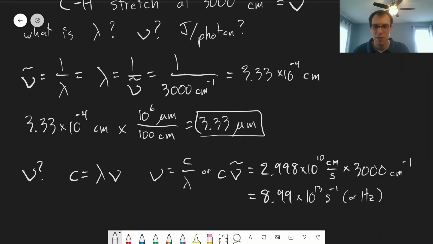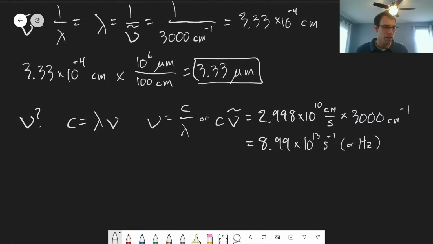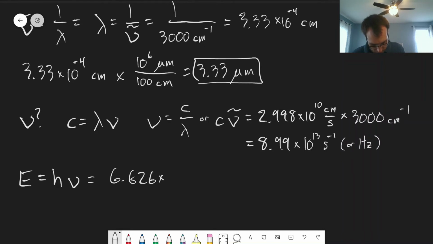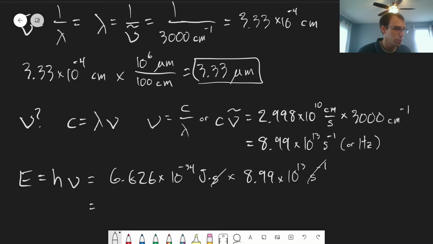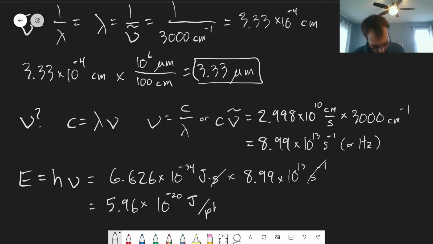And then our last question was, how many joules is this per photon? All right, so we need E equals h nu. We just calculated the frequency. We just use Planck's constant. So we have 6.626 times 10 to the minus 34 joules times second. And then we multiply that by the frequency we just calculated, 8.99 times 10 to the 13th per second. We can see our seconds are going to cancel out, and we get something in joules. This will be joules per photon. And we get 5.96 times 10 to the minus 20th joules per photon.